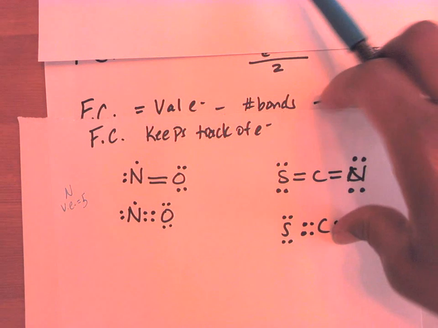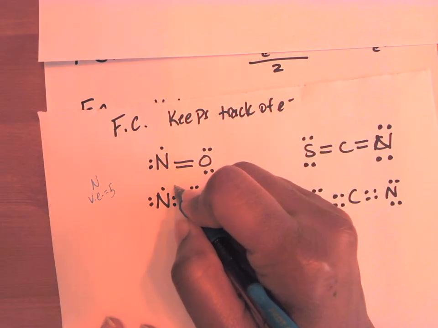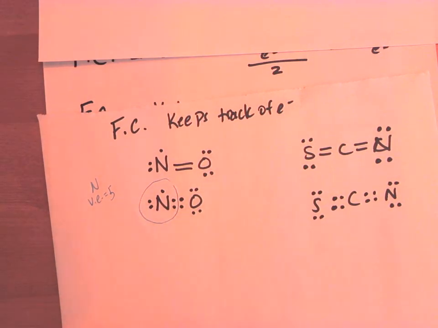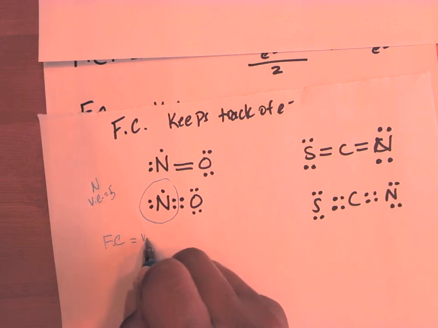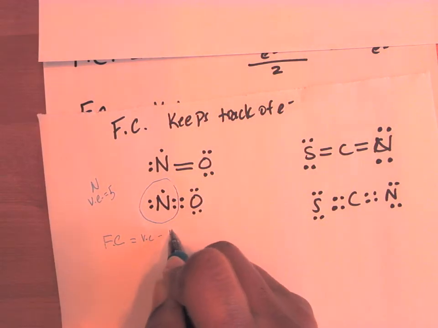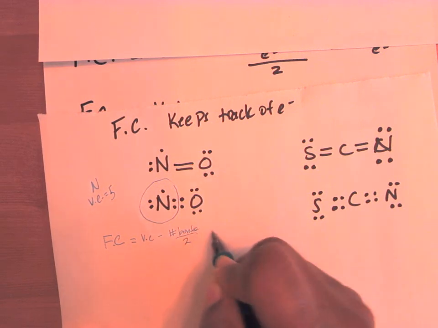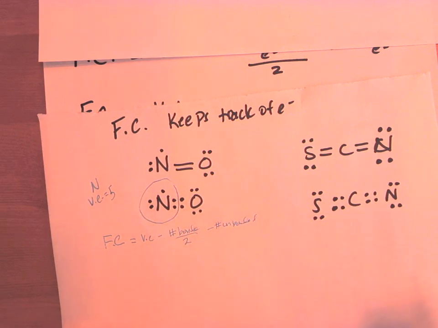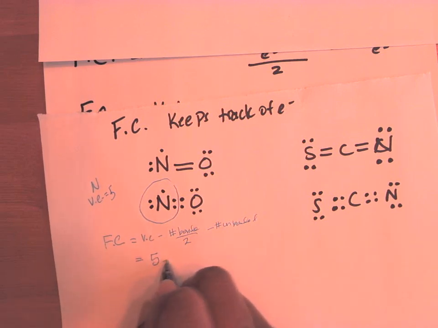So what we would do is, if we were looking at the Lewis dot structure where the bonds are shown as dots instead of as lines, this nitrogen is going to take all of these electrons with it, right? So if we were to calculate the formal charge of this nitrogen, we again take the number of valence electrons minus the number of bonded electrons divided by 2 minus the number of unbonded electrons. Let's start with the valence electrons. Nitrogen has 5 valence electrons because it's in group 15, so 5 minus.